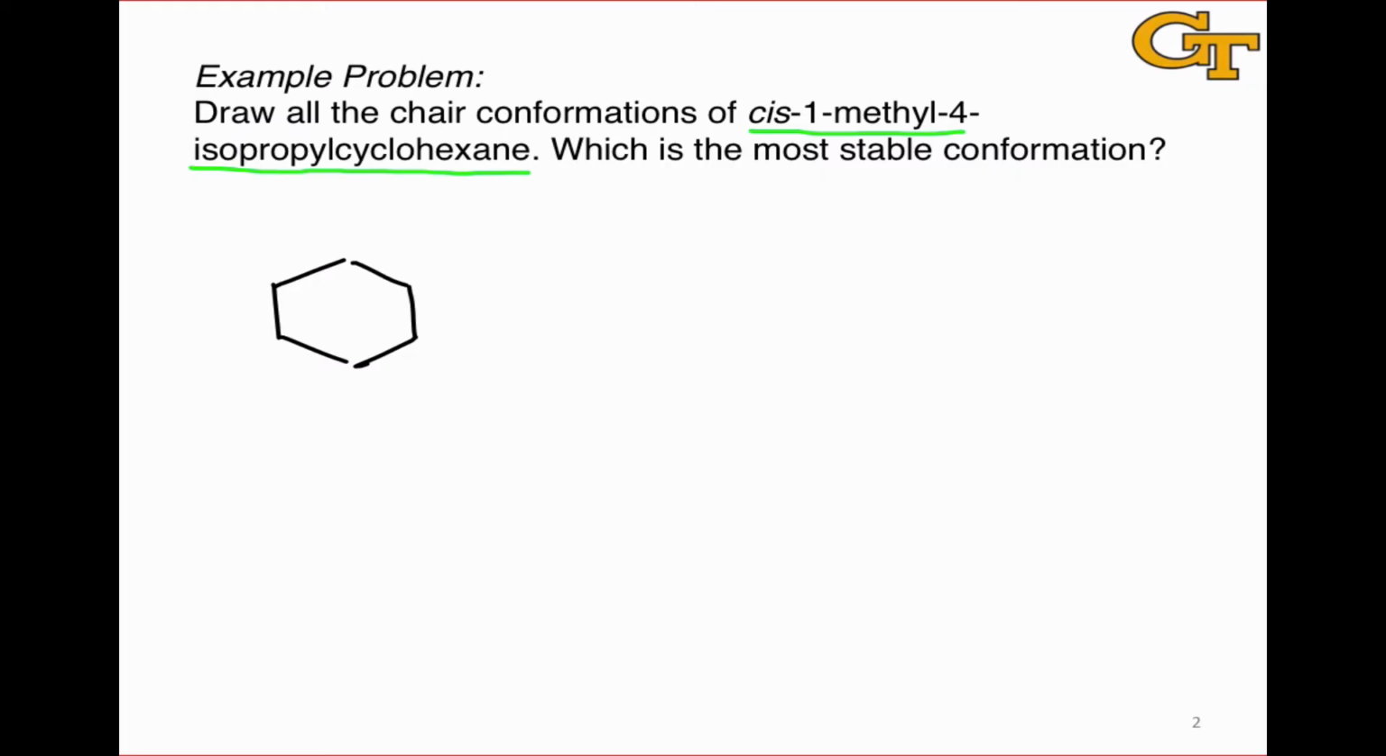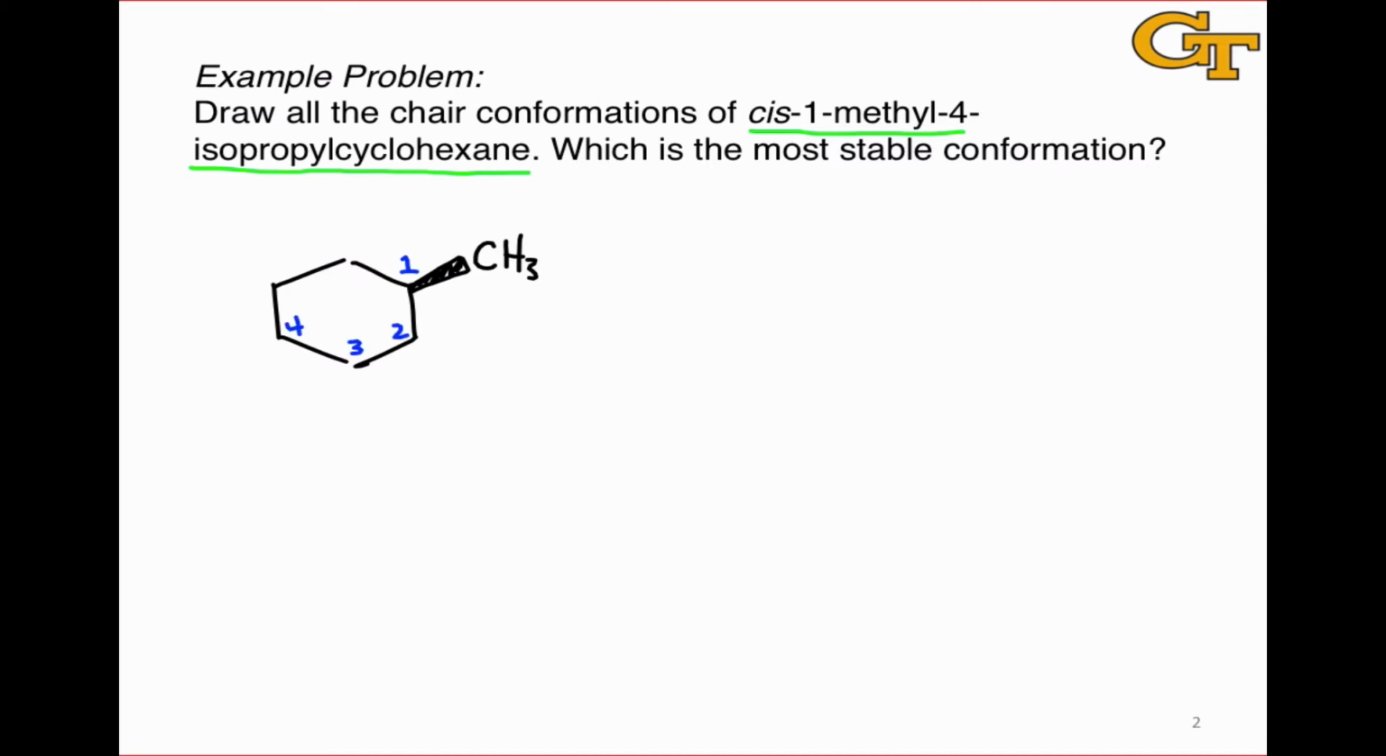Alright, so we have 1-methyl 4-isopropyl cyclohexane. We can draw the methyl group wherever and in whichever position we please. I'm going to start with a methyl group on a wedge, say right here. Since we've laid it down right here, this is now defined as our 1 position. The 4 position is 4 carbons away: 2, 3, and 4.